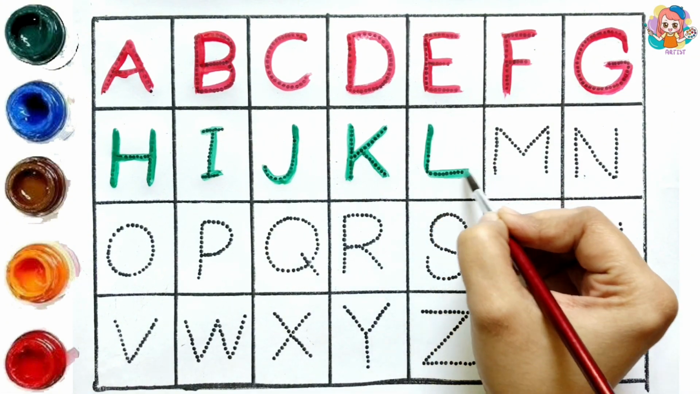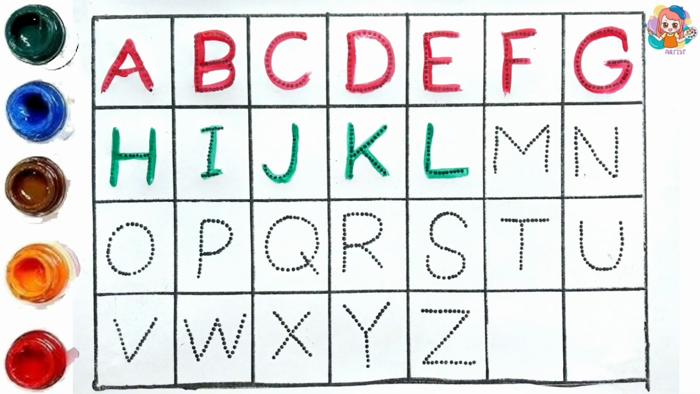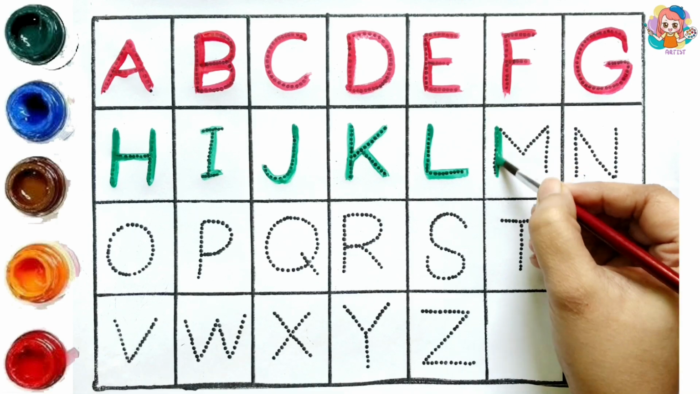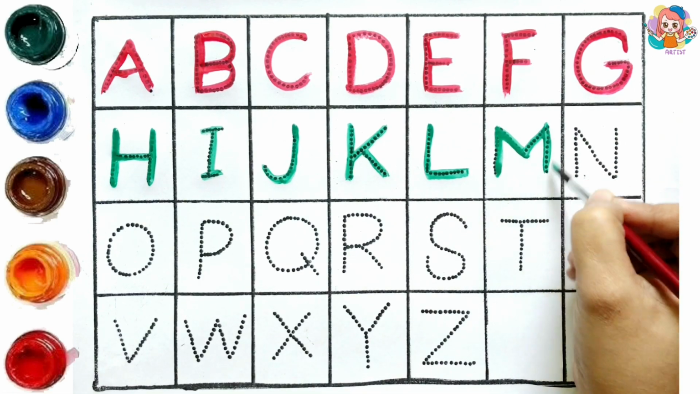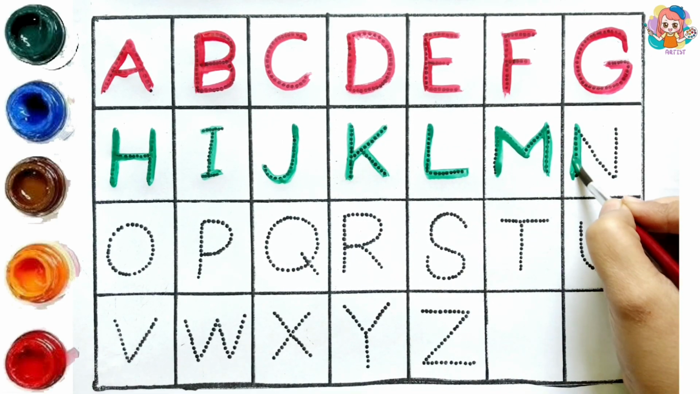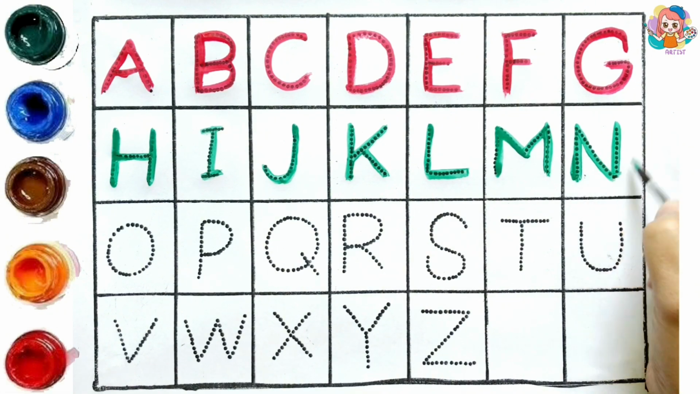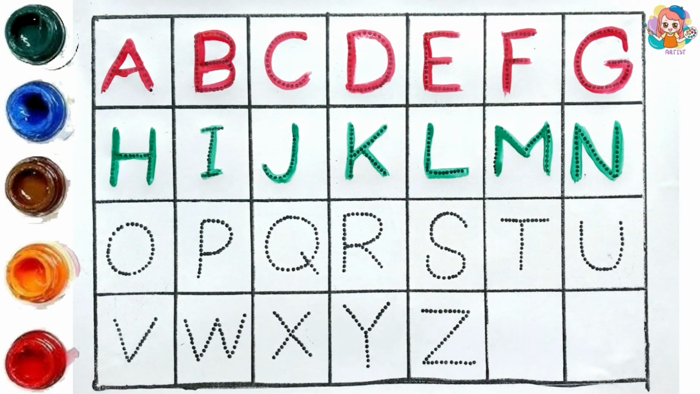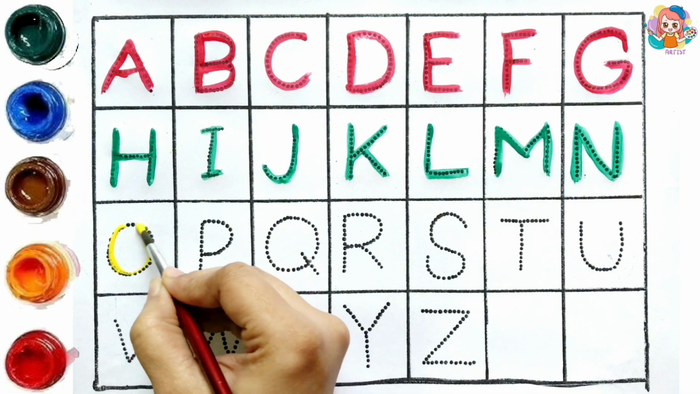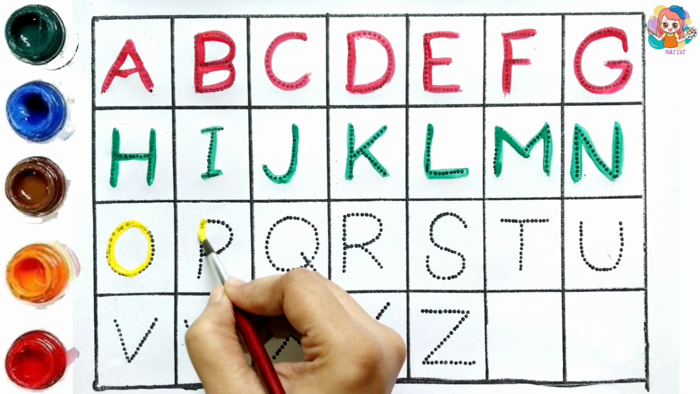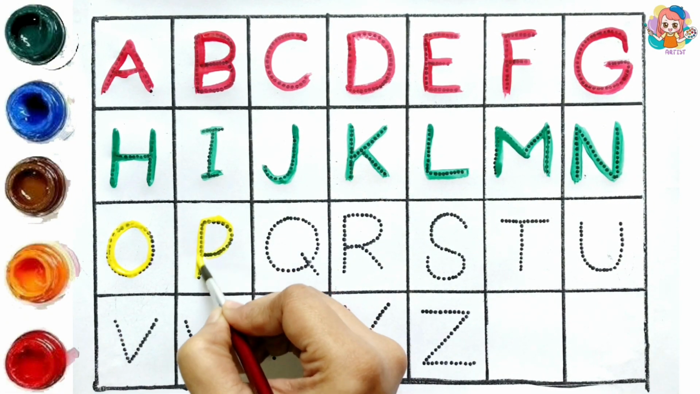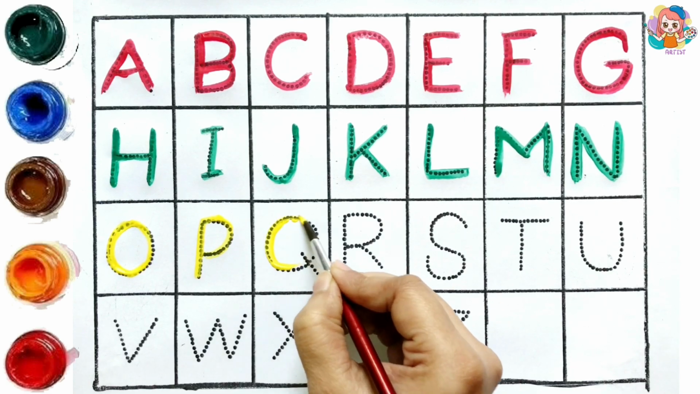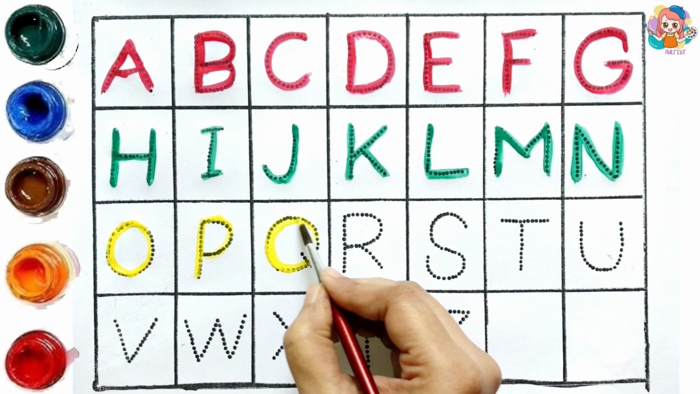L. L for lamb. M. M for monkey. N. N for nose. O. O for orange. P. P for pig. Q. Q for queen.